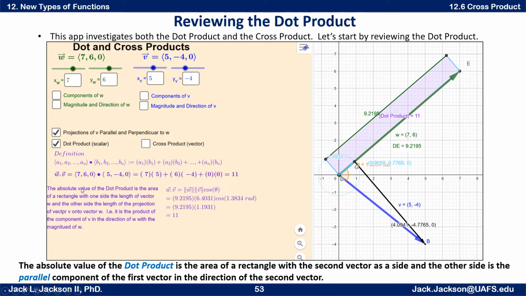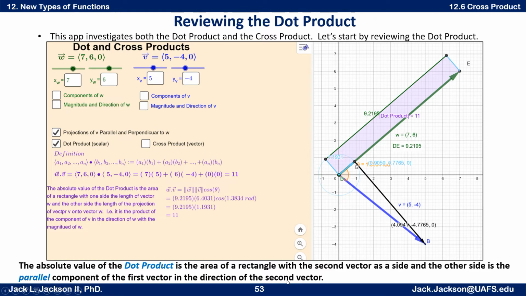And we can see that here it is worked out by the definition. Here it is by the alternative formula, and you get the same thing. And we can see it visually as the area here. It's going to be a signed area, positive or negative. In this case, the area is positive. So the absolute value of the dot product is the area of a rectangle with the second vector as a side, and the other side is the parallel component of the first vector in the direction of the second.